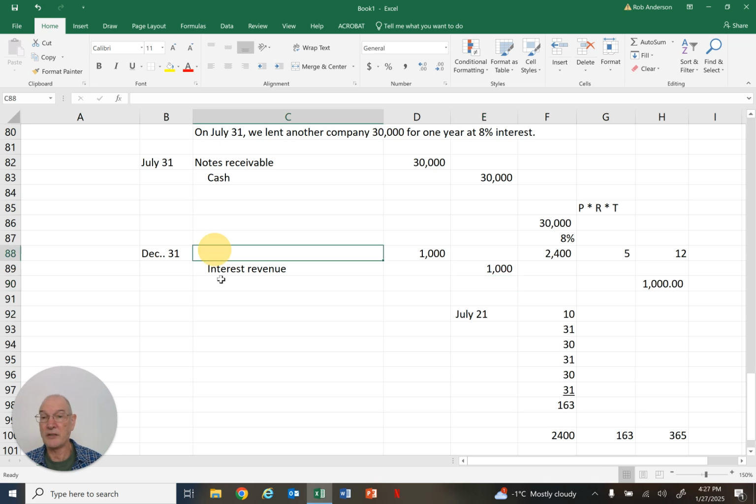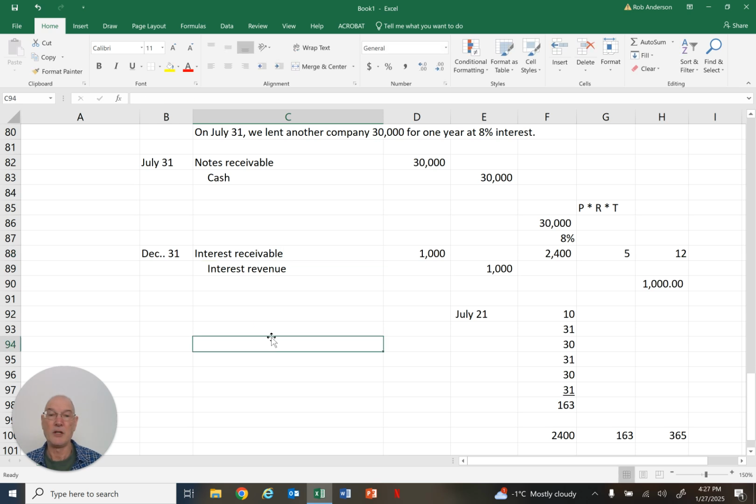So what are we going to debit? Now again, just like you saw before, this is not accounts receivable. Accounts receivable is money people owe us because we provided either goods or services on account. This is not on account. This was a note receivable. It's not goods, it's not services. So we can't call this accounts receivable. We need to call it what it is, which is interest receivable.